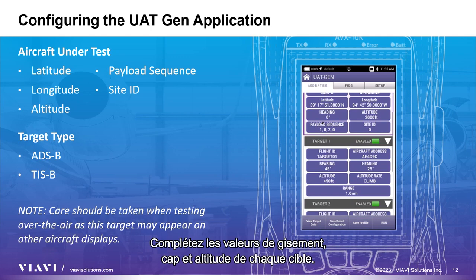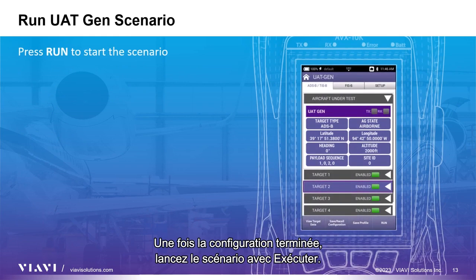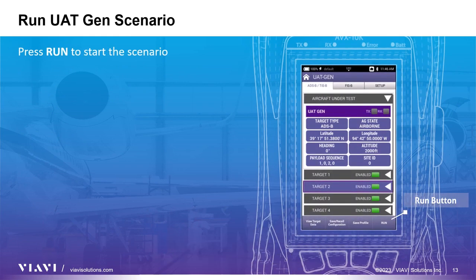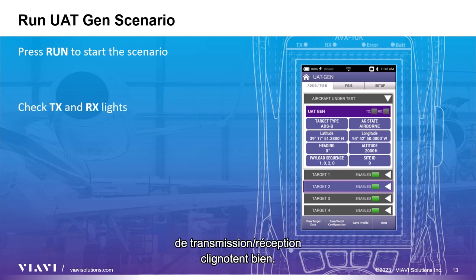Complete each target's bearing, heading, and altitude as required. Once again, please note that care should be taken when testing over the air, as these targets may appear on other aircraft displays. Once everything is set up, press the run key to start the scenario. If the aircraft is configured properly, all targets should be displayed on the aircraft under test. Again, there is not much to see on the AVX itself, other than to verify that the transmit and received lights are flashing. Once satisfied that the aircraft unit under test is operational, press stop to complete the test.